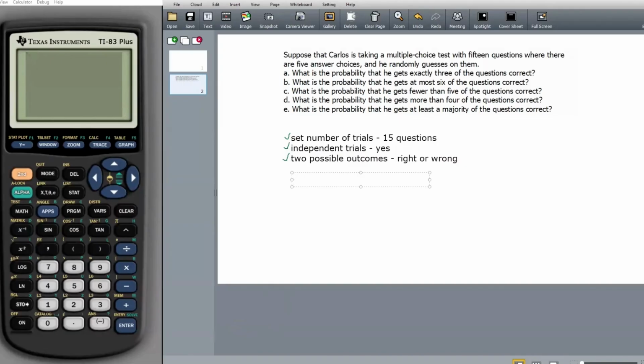My number of trials, n in this case, is 15, which I identified earlier. My probability of success, the probability that I get one answer correct by guessing, is going to be 1 out of 5, because there are 5 possible answer choices.